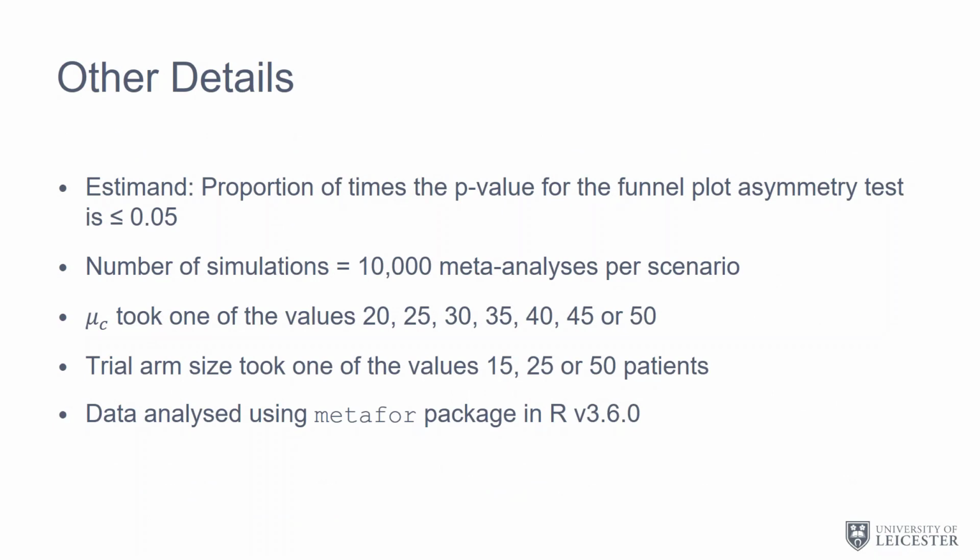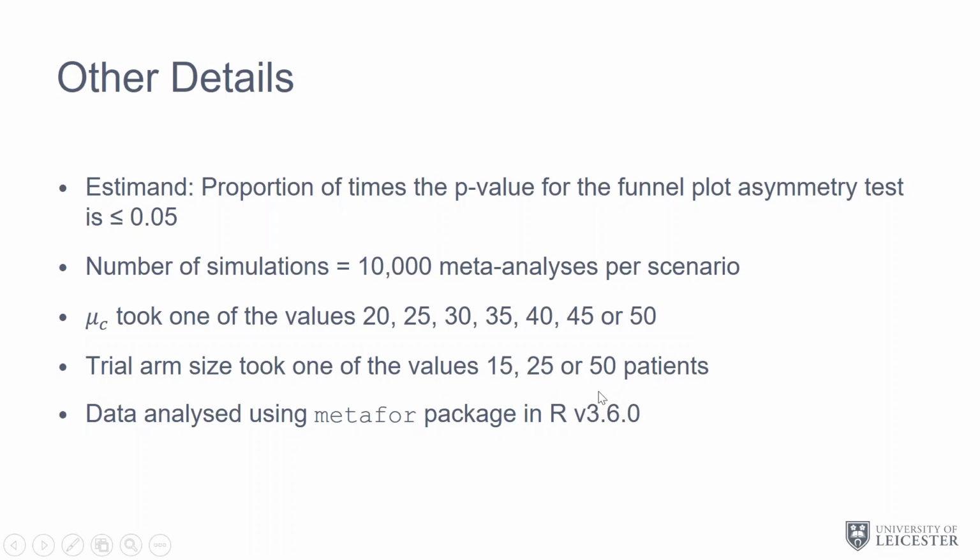So our estimand was the proportion of times that the p-value for the funnel plot asymmetry test was less than or equal to 0.05. We simulated 10,000 meta-analyses per scenario, and the mean response in our control arm took one of these values from the range of 20 to 50, whilst trial arm size took one of the values of either 15, 25, or 50 patients.